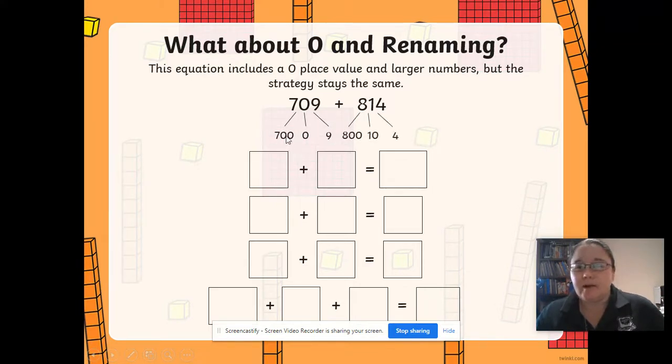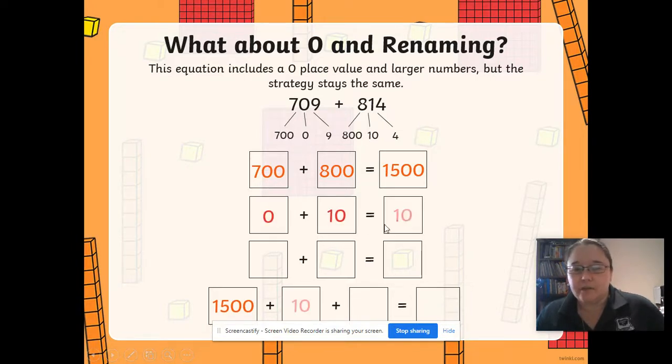So let's start with our hundreds. So we've got 700 plus 800. Let's bring them down. So 700 plus 800 equals 1,500. Now I move on to the tens column. So we've got 0 and 10, which obviously equals 10. Now we've got 9 and 4. So 9 plus 4 equals 13. So then all of this has just been transferred down the bottom. So 1,500 plus 10 plus 13.